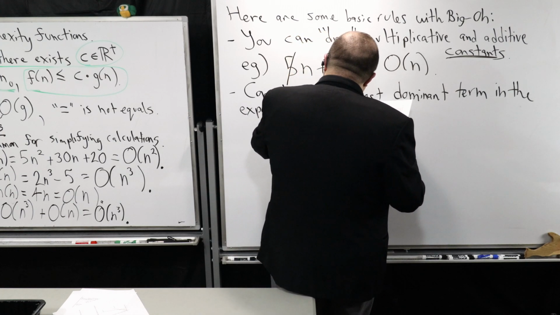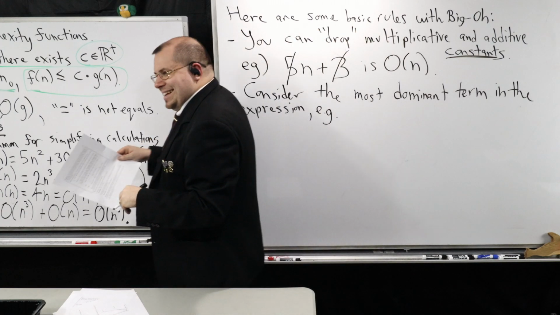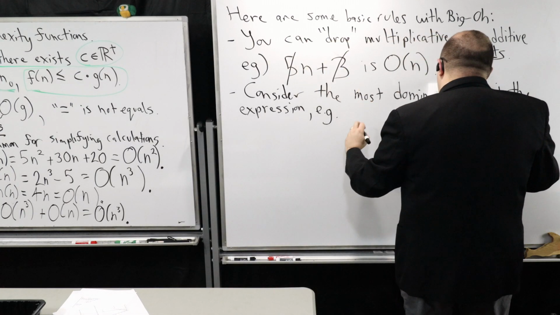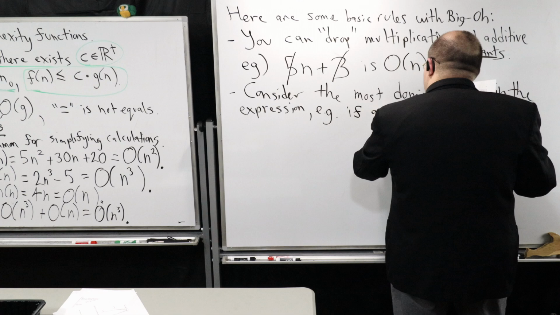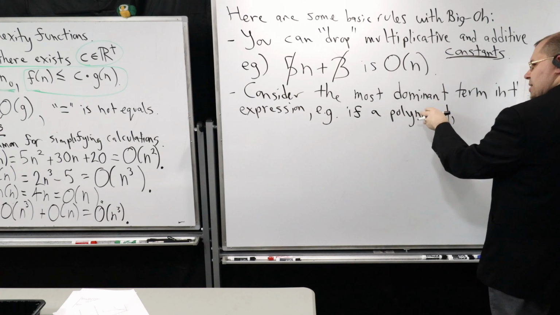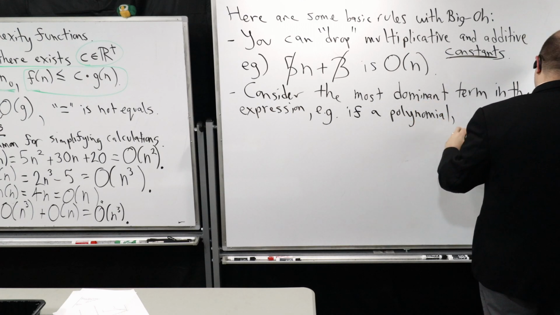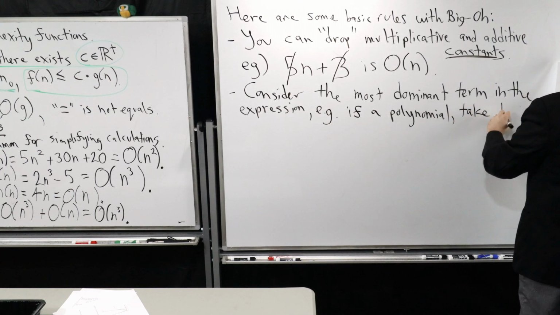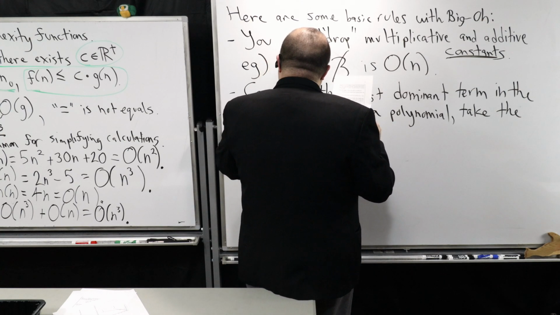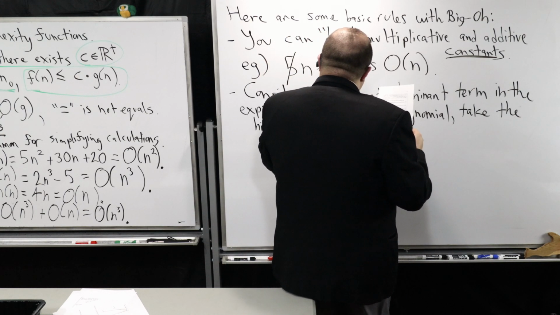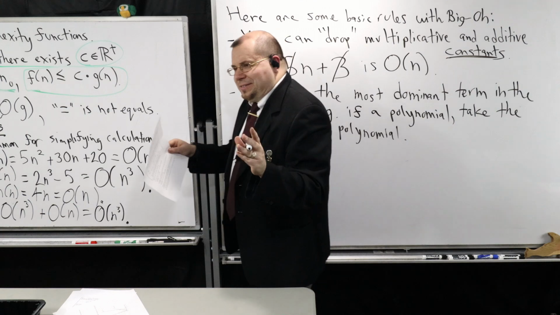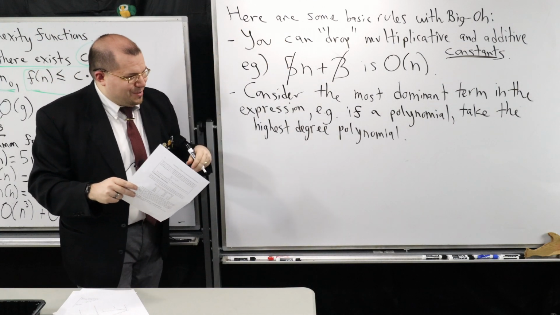So just to be very clear, almost all the time that you're going to deal with this, you'll see quite quickly what it is. So if a polynomial, which I'll talk to you about in a moment, take the highest degree polynomial. Now you might ask, Dan, what is a highest degree polynomial? What I'm saying is take the one with the biggest exponent, okay? The one with the number that's the largest one at the top.